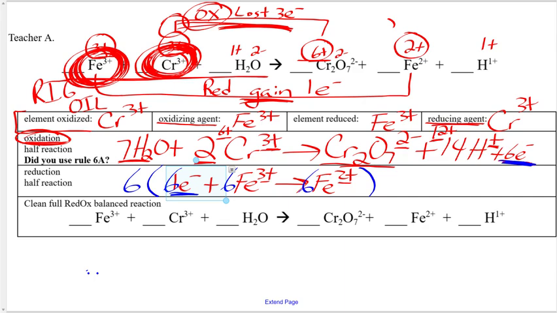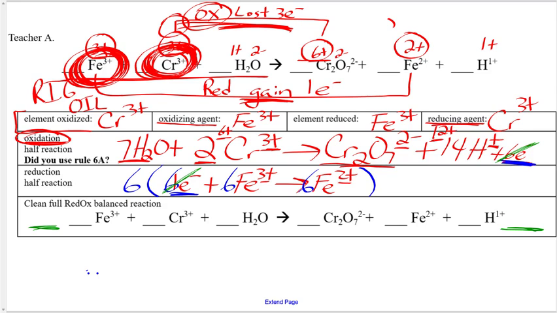Change pen color again. Now it says in the instructions, things that are on opposite sides of the arrow cancel each other out, and things on the same side of the arrow are added together. So I have 6 electrons here, and I have 6 electrons here, and they cancel out. So there's no overall electrons written into our balanced equation down here, so that makes sense.